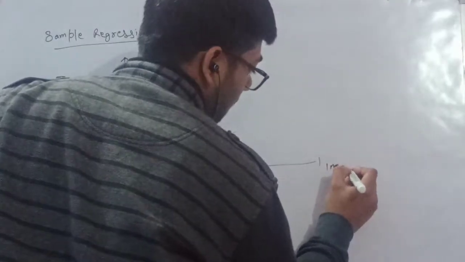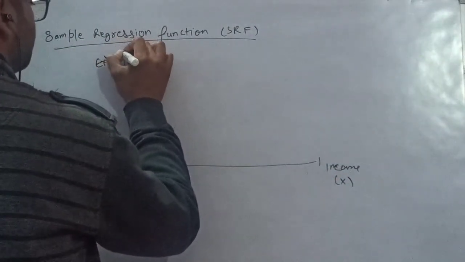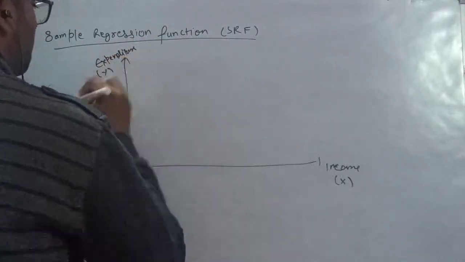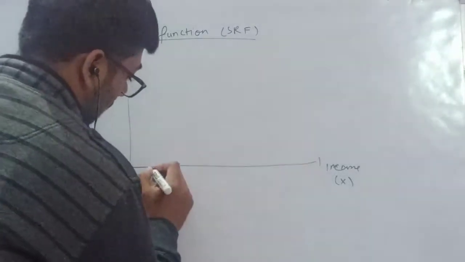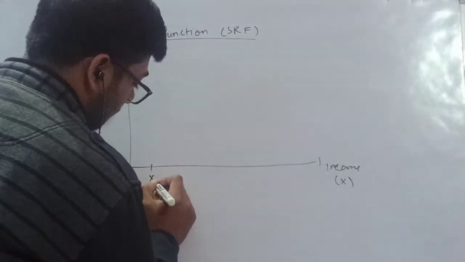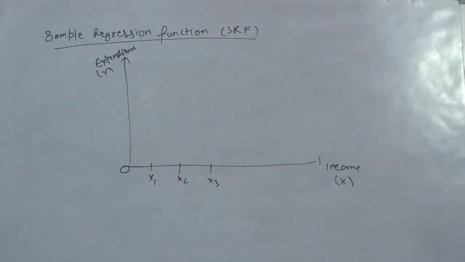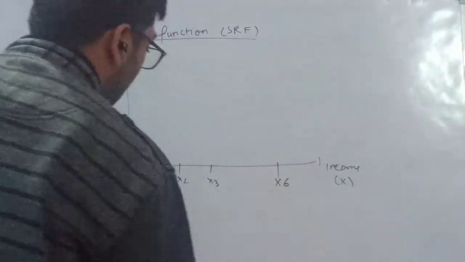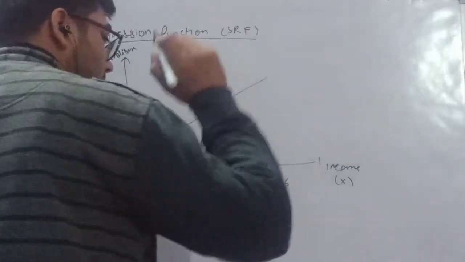Here is income X, and here will be expenditure Y. Now, suppose we have only one value of Y corresponding to given Xi. These are X1, X2, X3, and X6. Now, the sample regression line will be like this.